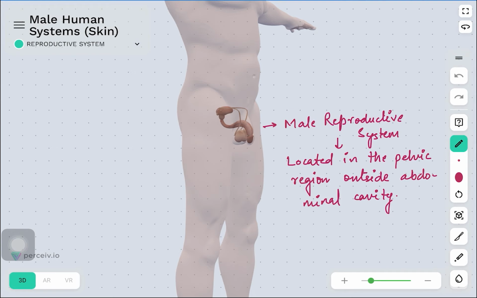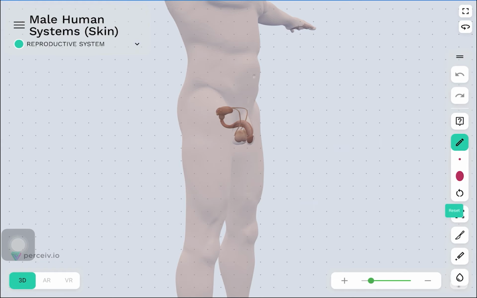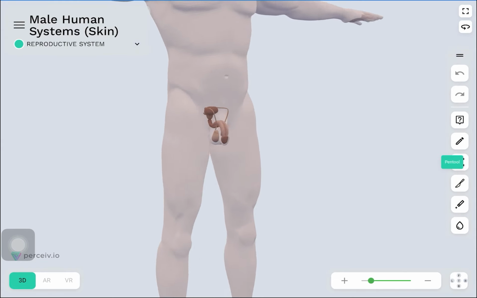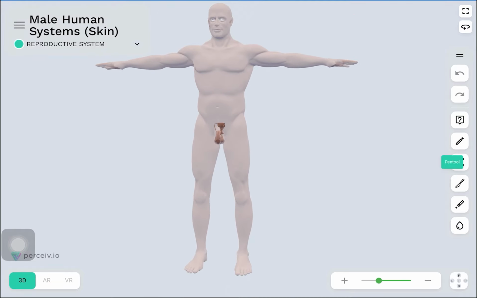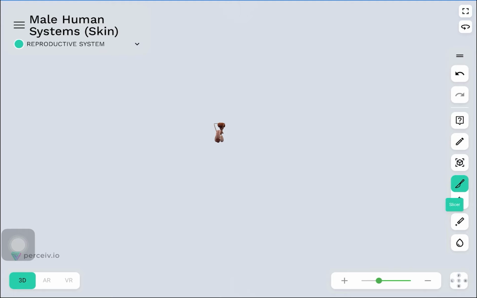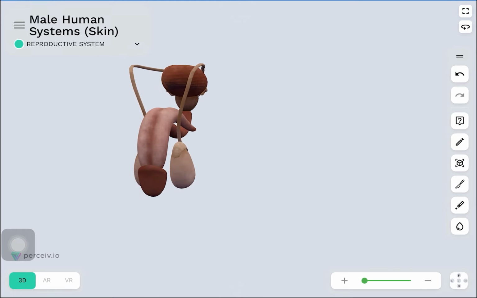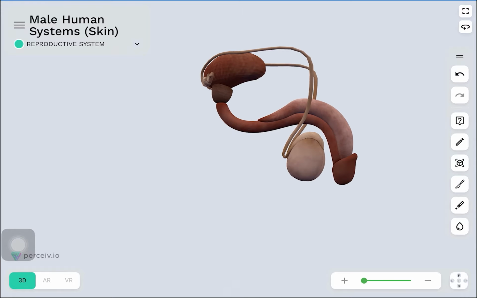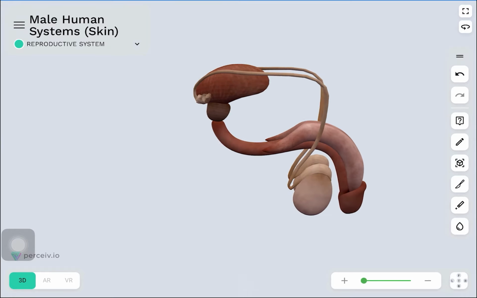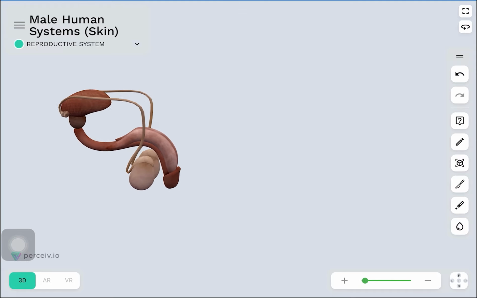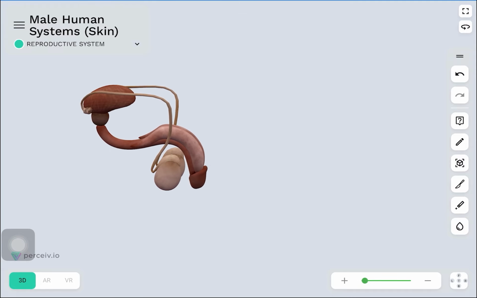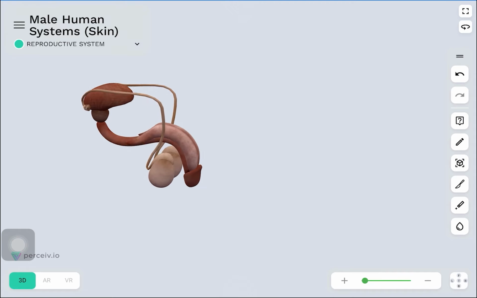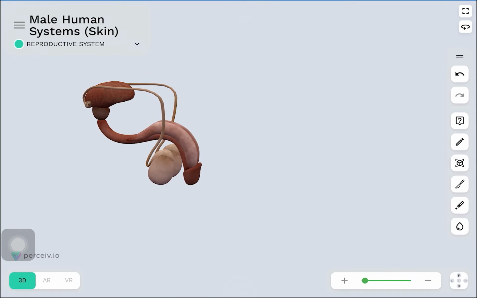Now we will talk about the components of the male reproductive system. So let's move on to the components. We will slice out the male skin and maximize this part a little bit. First we will label all the components, and then we will talk about each of them.